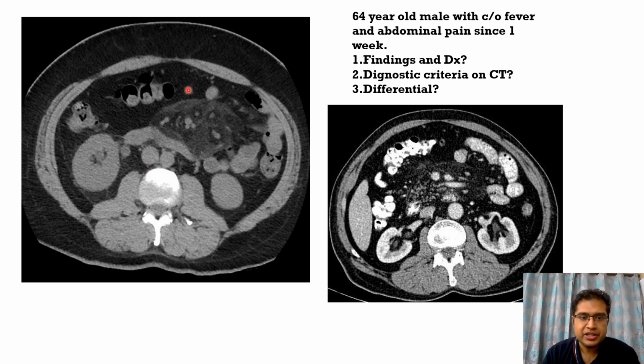So on this axial section of non-contrast CT, we can see that there is some fat stranding in the mesenteric region that is seen, along with some sparing of fat in the perivascular spaces. There is some mass effect also that is seen in the adjacent bowel.